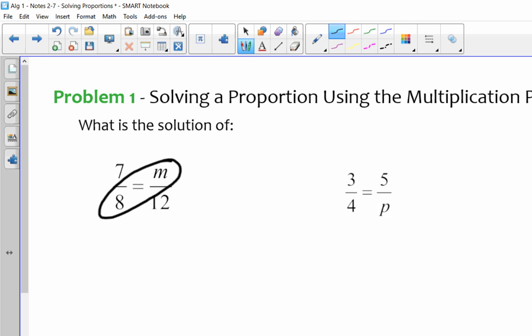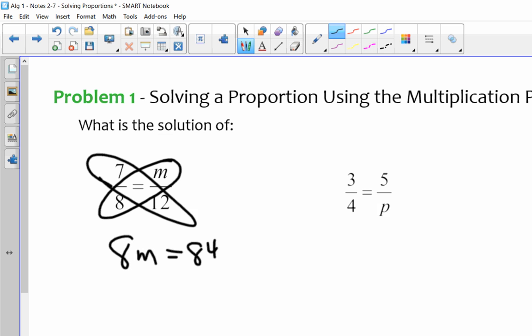So 8 times n is 8n. And then I'm going to come back around and do it here also. And it equals 84. So you'll notice that when I do this, the fractions go away after I do my cross multiplication or diagonal multiply. Okay.